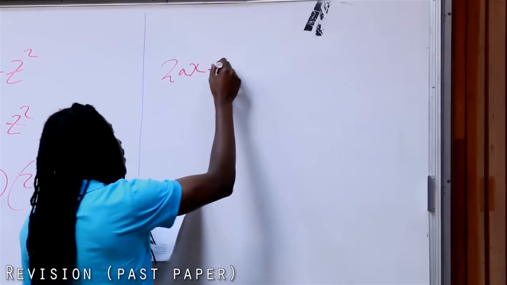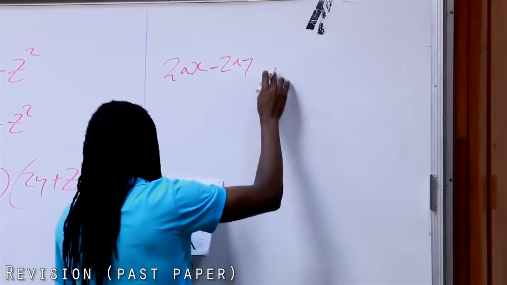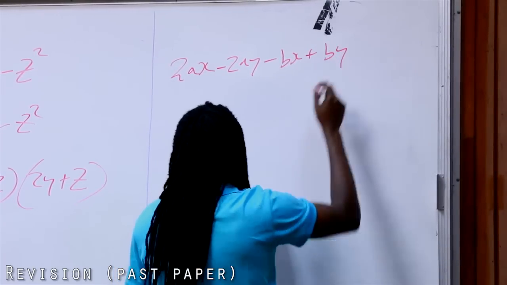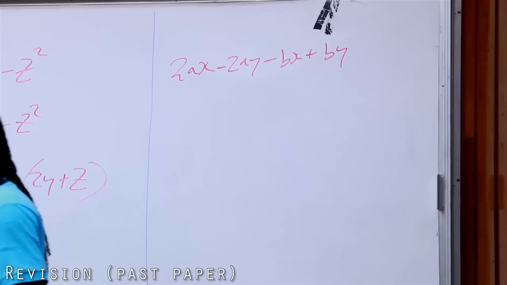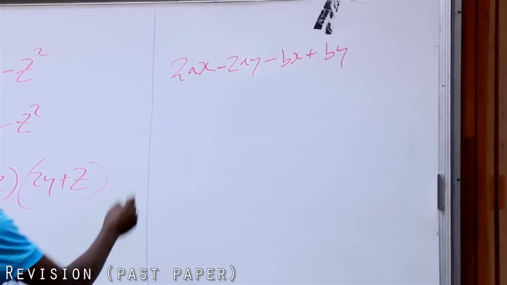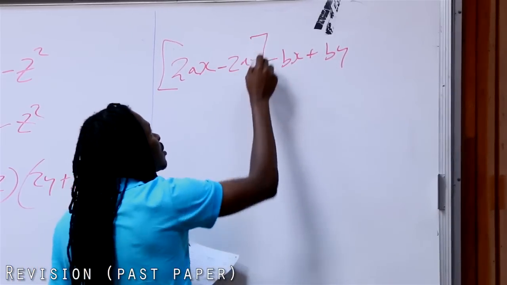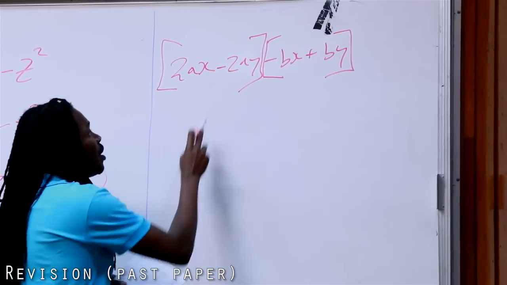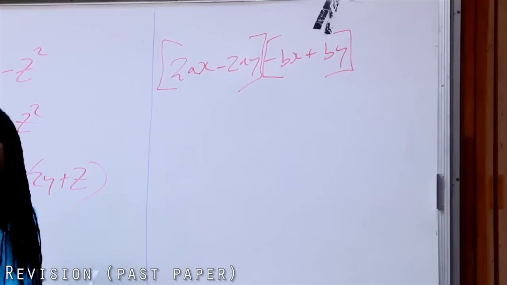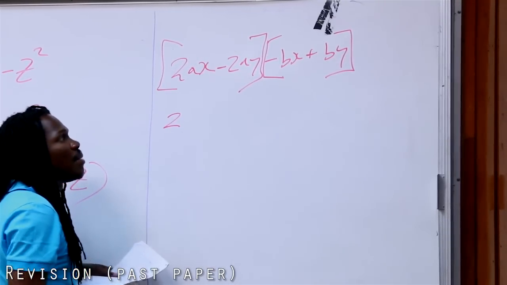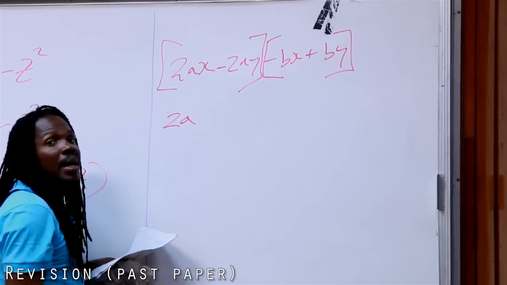2ax minus 2ay minus bx plus by. We have four terms. Therefore, what do we do? What kind of bracket? Open that bracket. Then now you're going to say, what number is common? What number is common? What letter is common? Anything else is common?